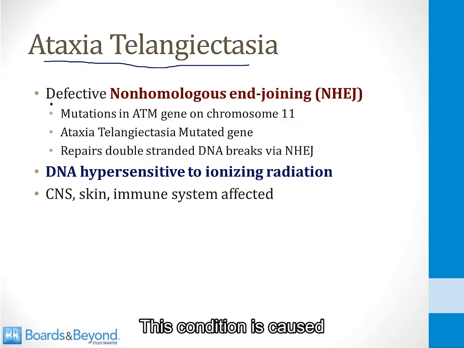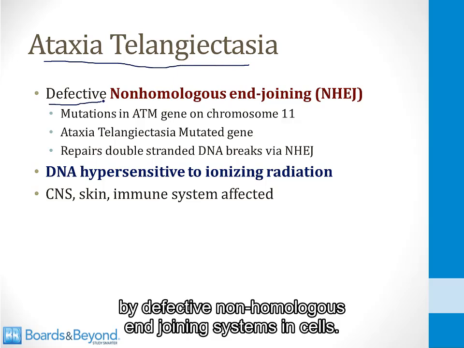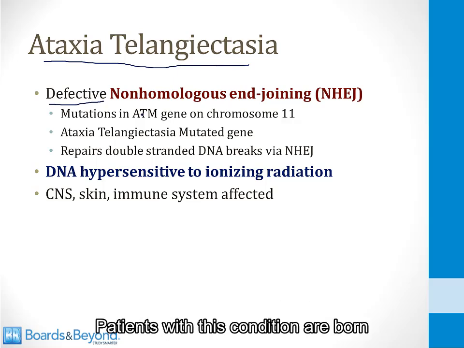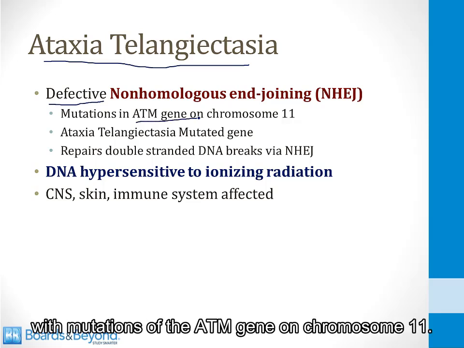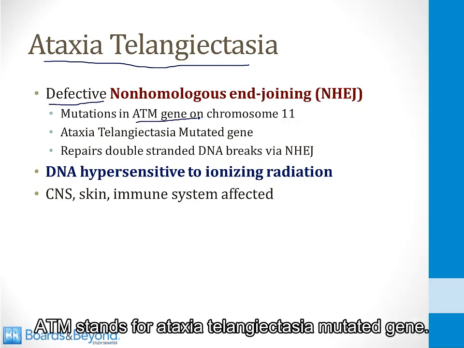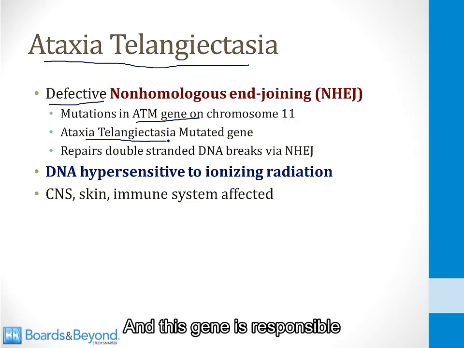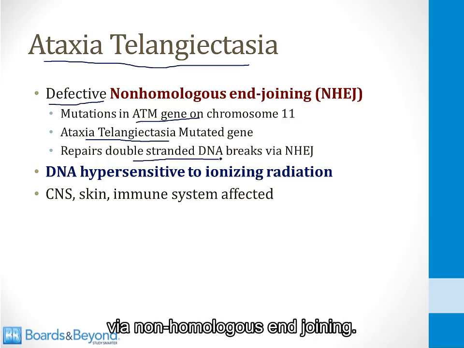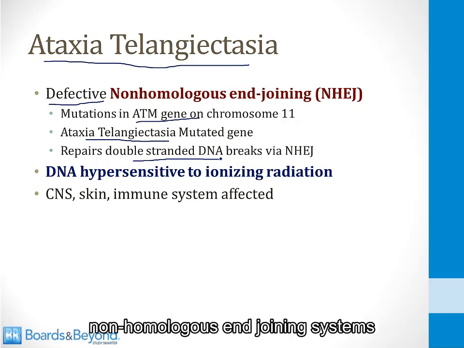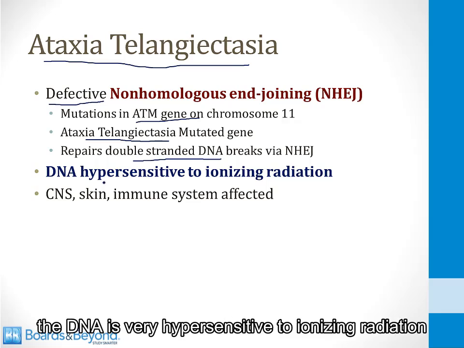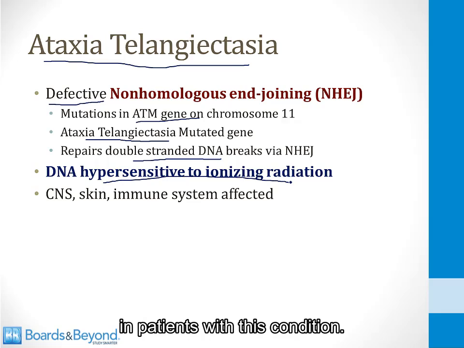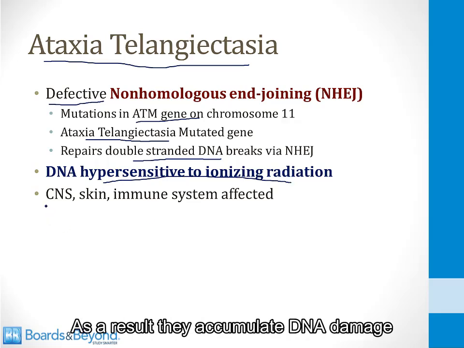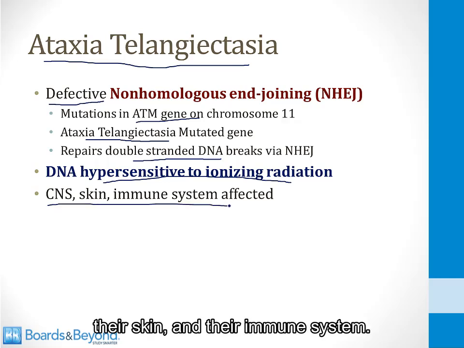This condition is caused by defective non-homologous end joining systems in cells. Patients with this condition are born with mutations of the ATM gene on chromosome 11. ATM stands for ataxia telangiectasia mutated gene, and this gene is responsible for repairing double-stranded DNA breaks via non-homologous end joining. As you can imagine, if you have dysfunctional non-homologous end joining systems, the DNA is very hypersensitive to ionizing radiations in patients with this condition. As a result, they accumulate DNA damage in their central nervous system, their skin, and their immune system.